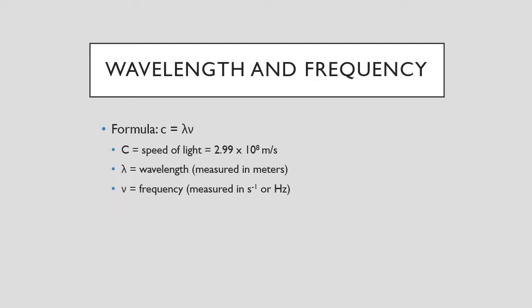There is a mathematical formula that connects wavelength and frequency. This formula is c equals lambda times nu, where c stands in for the speed of light, again 2.99 times 10 to the 8th meters per second. This is a given constant for the speed of light in a vacuum. Lambda, a Greek letter that looks vaguely like an upside-down Y, stands in for the wavelength. Please note that the wavelength must be in meters in order to use this equation. And nu, another Greek letter that looks vaguely like a V, stands in for frequency. Frequency is measured in either inverse seconds or hertz. These two units are equivalent to each other.